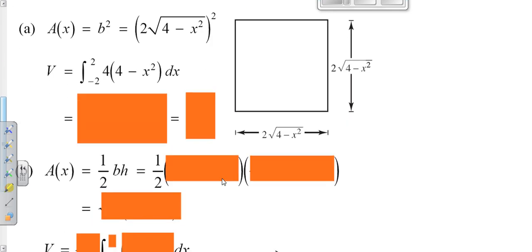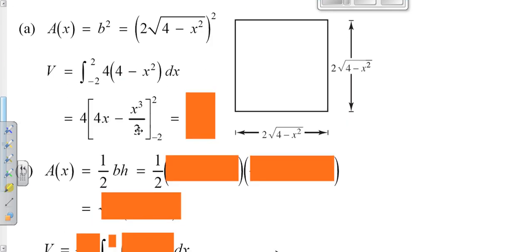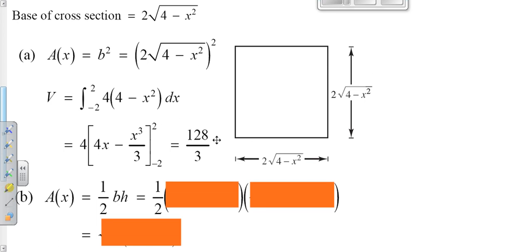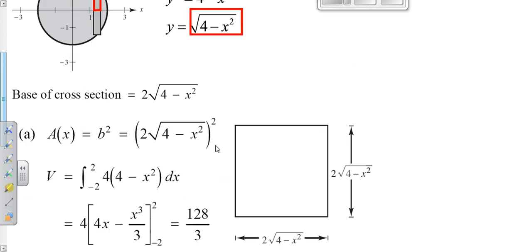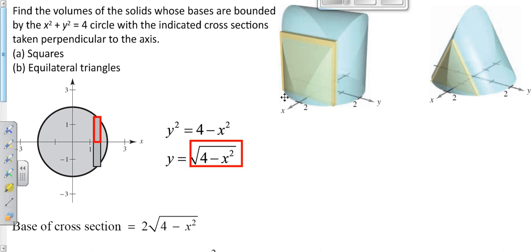Now all we have to do is just do our basic integration on that. Increasing our exponents by 1, then plug in 2 minus what you get when you plug in negative 2, and we get 128 over 3 for the volume of this shape.